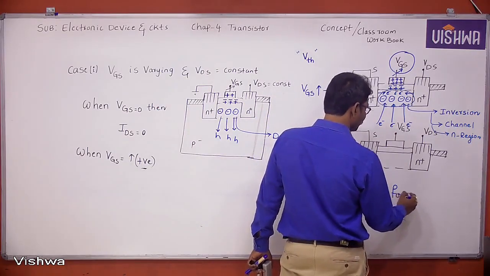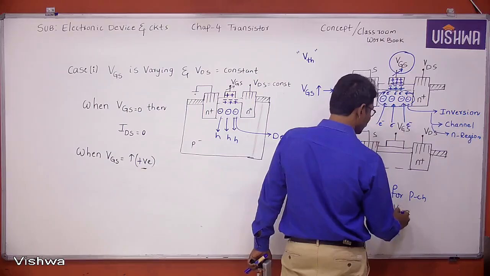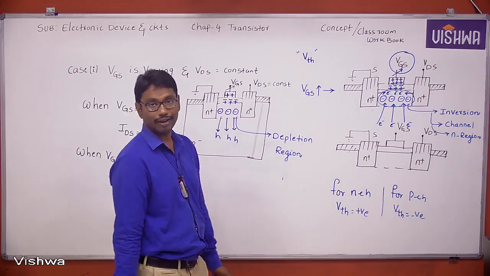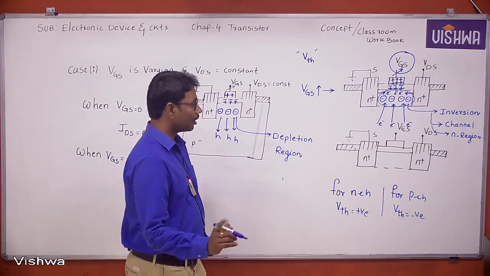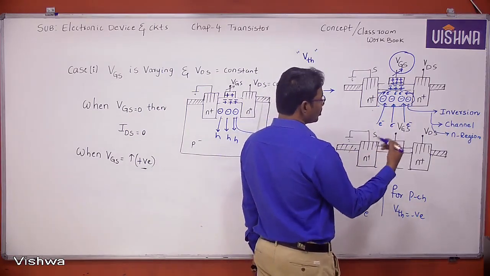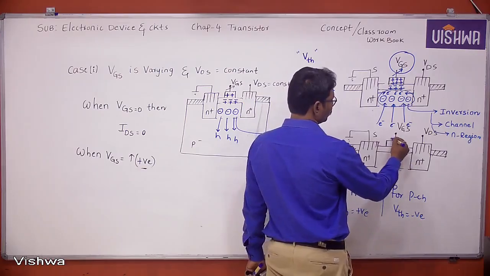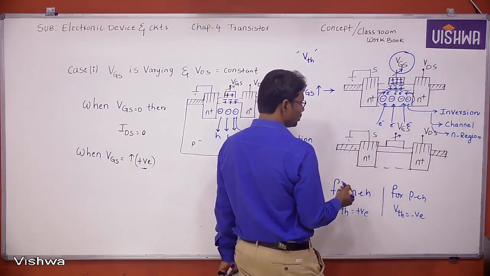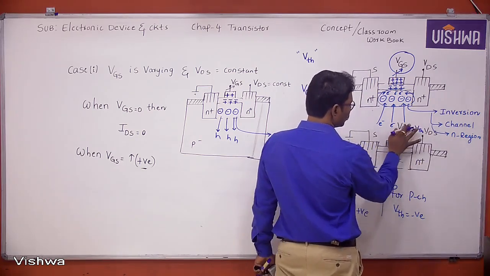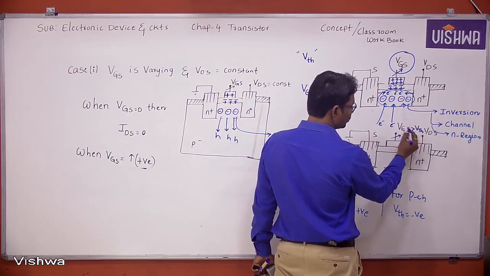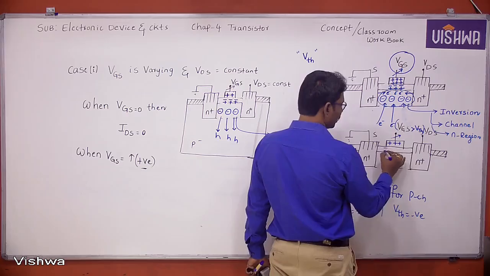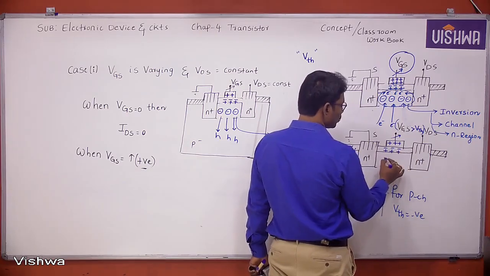For a P channel, what about the VTH here? The VTH is negative. And the last point here: when VGS increases further, that means VGS should be greater than VTH. See, when VGS is greater than VTH, what happens?